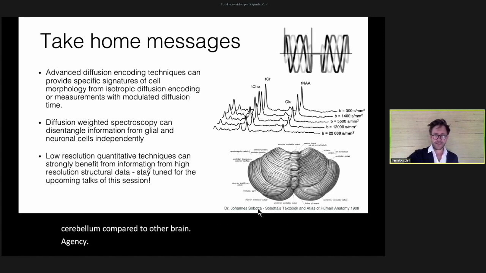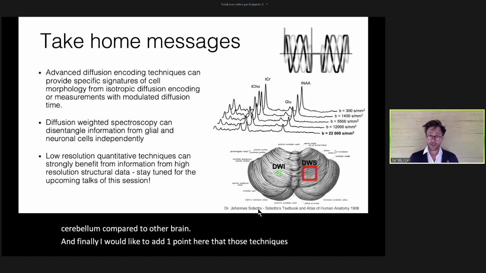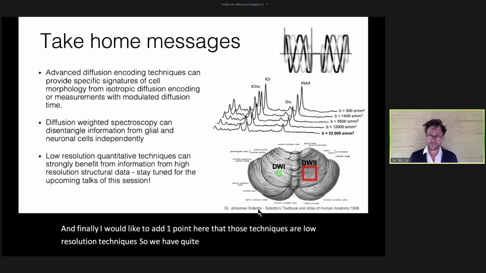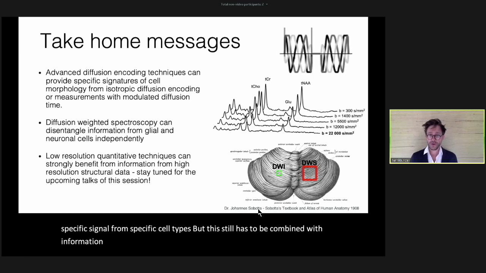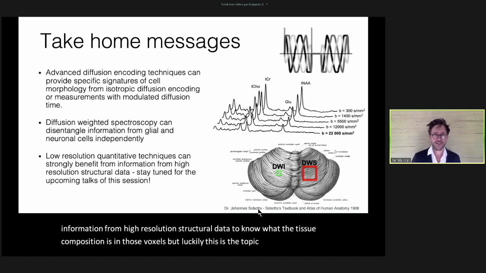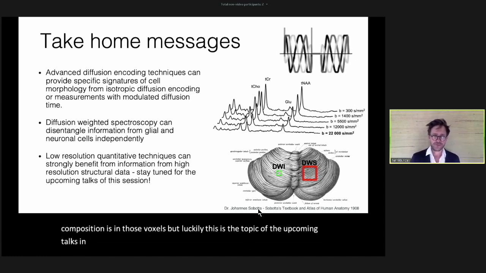And finally, I would like to add one point here, that those techniques are low resolution techniques, so we have quite large voxel sizes. We get a very specific signal from specific cell types, but this still has to be combined with information from high resolution structural data to know what the tissue composition is in those voxels. But luckily, this is the topic of upcoming talks in this symposium, so stay tuned.